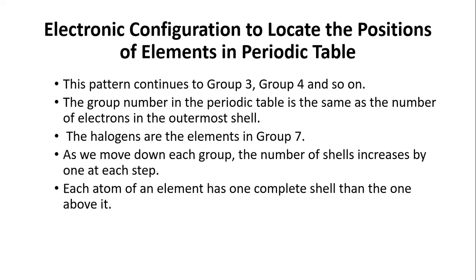Now, the group number in the periodic table is the same as the number of electrons in the outermost shell. As we have noticed, in group 1, the outermost shell consists of 1 electron. In the second group, the outermost shell consists of 2 electrons, moving on until the last group. The halogens are the elements that are in group 7. Now as we move down each group, the number of shells increases by 1 at each step. Each atom of an element has 1 more shell than the one that is above it.